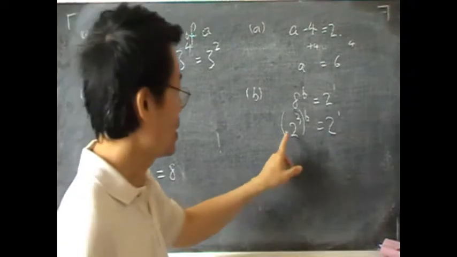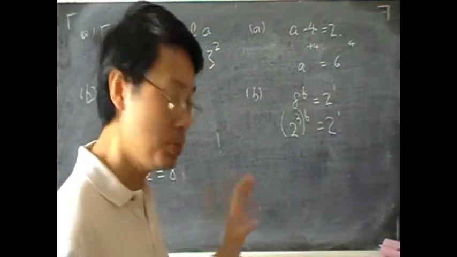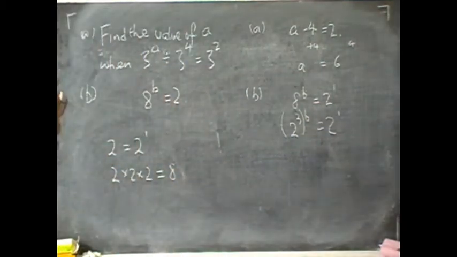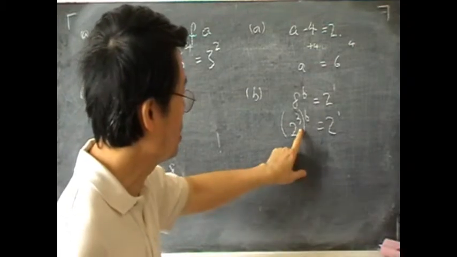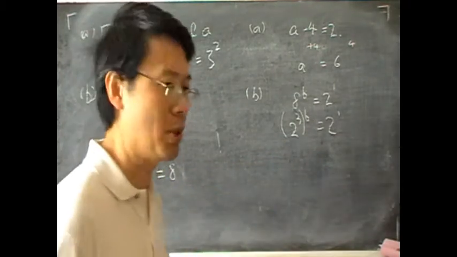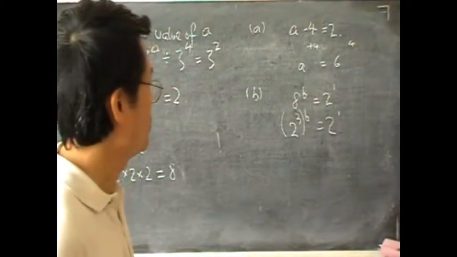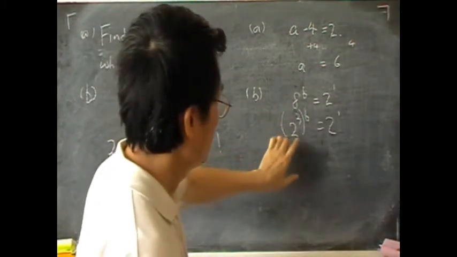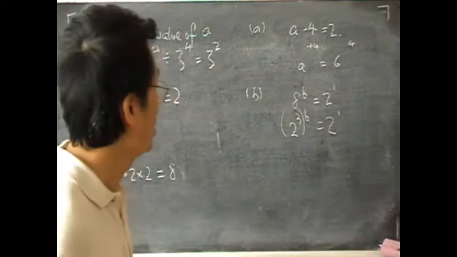Now I have 2 on both sides, and I should be able now to compare the powers directly, except that it is not so clear what the power is at the moment. Is it 3 or b or what? Because after all, I have a bracket there. And in order to simplify this, in order to carry on, I must remove the bracket.